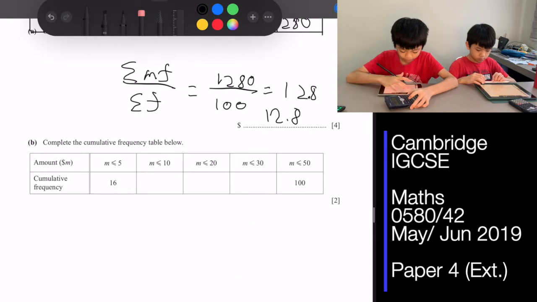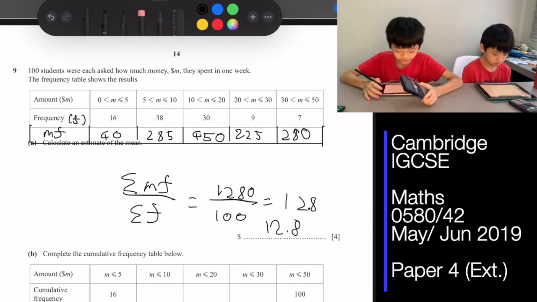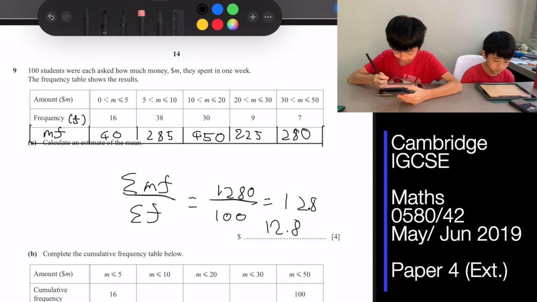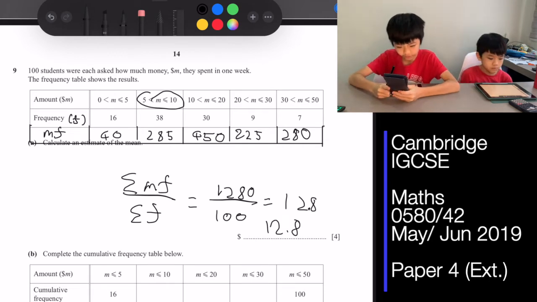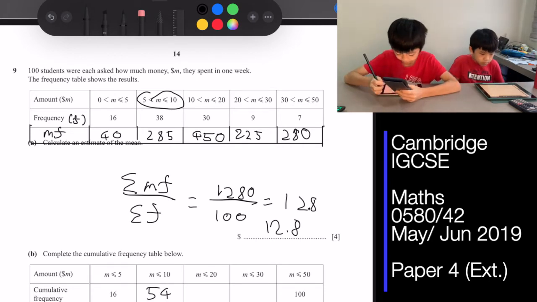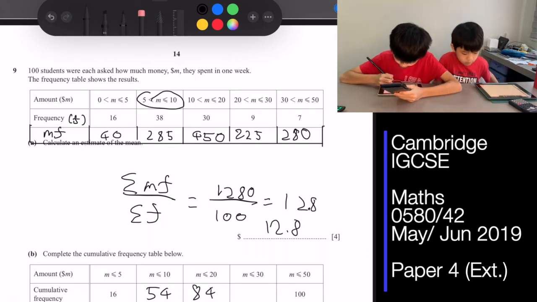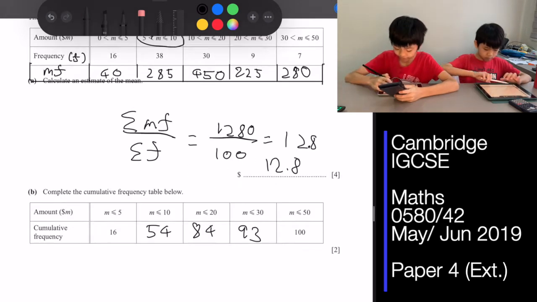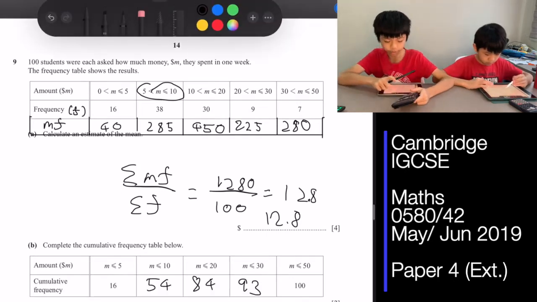Moving on to 9b, complete the cumulative frequency table below, which is so easy. Here 5 to 10 is referring to this. So the frequency is 38, and then add 16, the previous one, 54. And then the next one, 30 plus 54, 84. Then 9 plus 84 is 93. Then the last one must be 100. But just to make sure, 93 plus 7 is 100. So yes, we're on the right track.